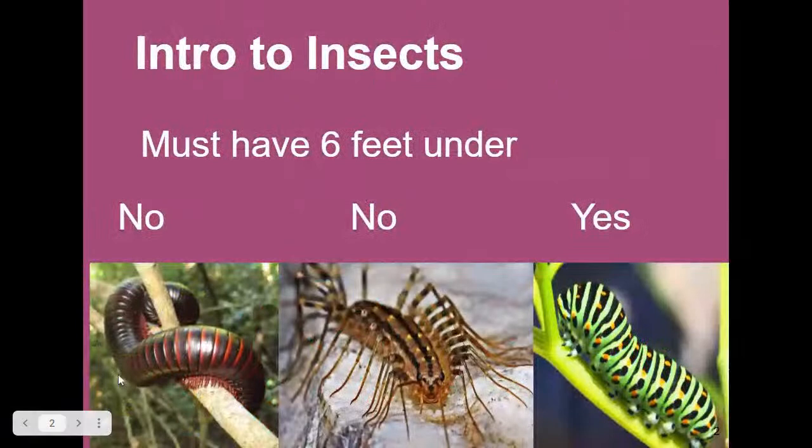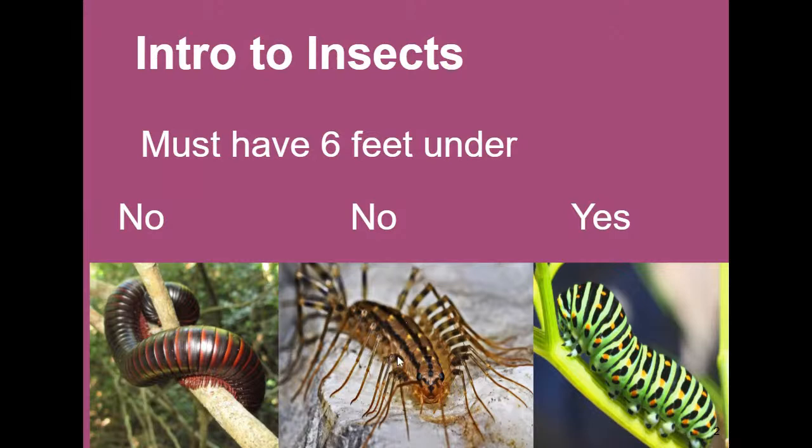Okay, and to determine what an insect is, there are some simple structures, some simple features that you can check on and determine whether or not what you're looking at is an insect. Okay, so the first one is obviously not an insect. It has way too many legs. You're looking at a millipede. These are harmless. They can't bite. They can't really do anything. They just feed on detritus, decaying material. Not an insect. House centipede, way too many legs, not an insect.